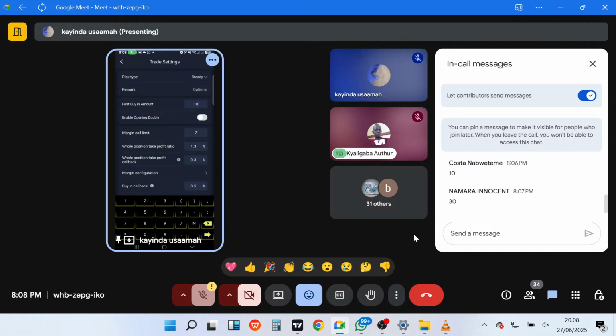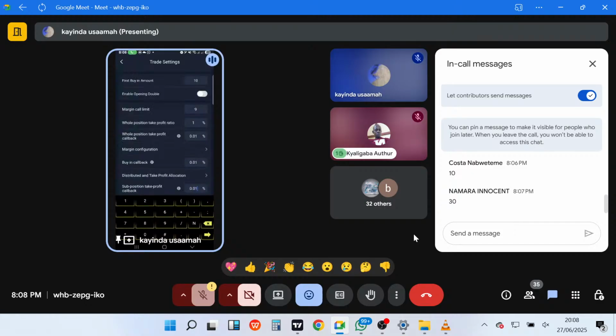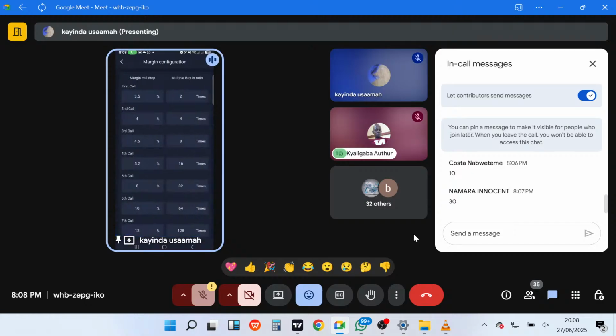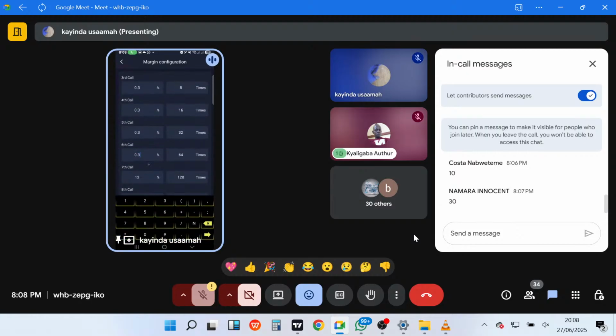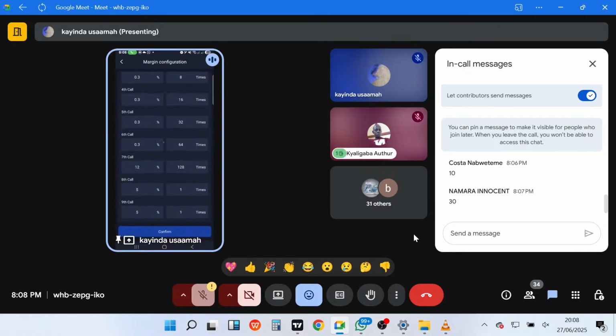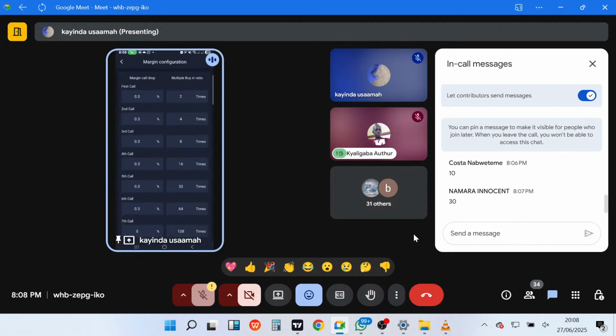First buying amount. Margin calls 9. Take profit ratio 1%. Callbacks 0.01. All the callbacks just read 0.01. Then you come here in the value configuration, 0.3. How many margin calls? Here, write 5. Here, just write 1.